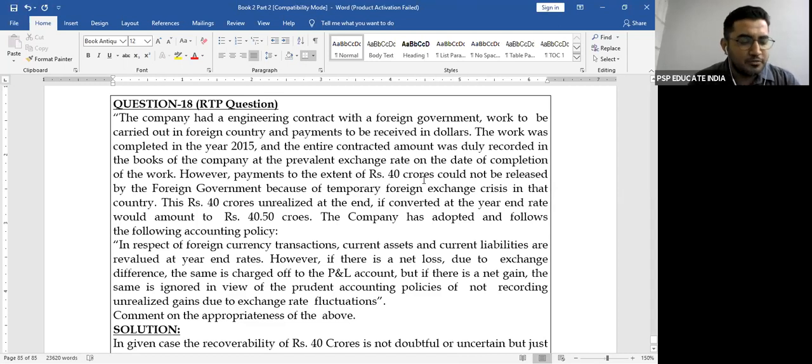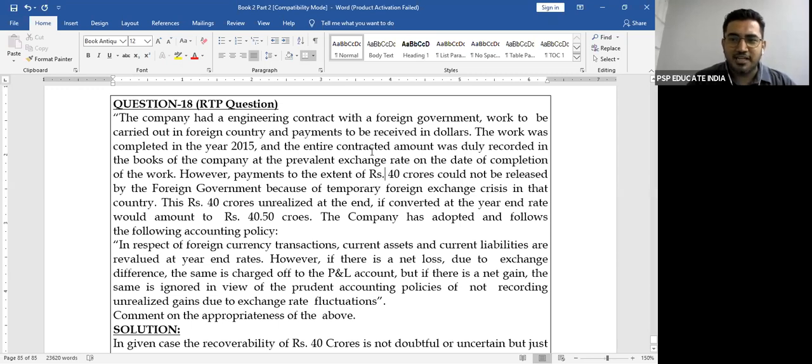तो उस country को मुझे 40 करोड़ देना था. उन्होंने कहा कि अभी हमारे पास पैसे की थोड़ी कमी है, इसलिए आप रुक जाइए, हम आपको थोड़े दिन बाद पैसे देंगे. ध्यान देना क्या हुआ. This rupees 40 crores which was unrealized, when converted at the year end rate, will amount to 40.5 crores.